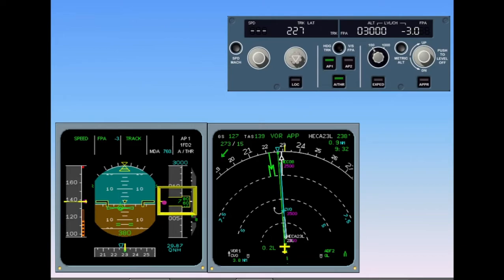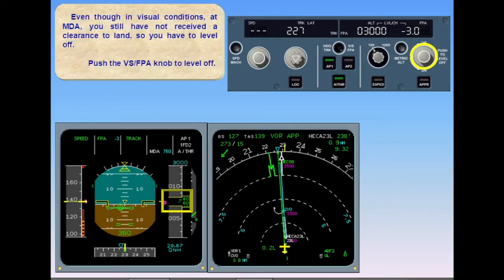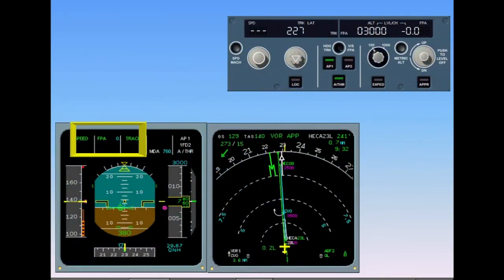Even though in visual conditions at MDA, you still have not received a clearance to land, so you have to level off. Push the vertical speed flight path angle knob to level off. The FMA indicates FPA 0.0 degrees, showing that the aircraft is level. At the missed approach point, you still have no clearance to land, so you go around.